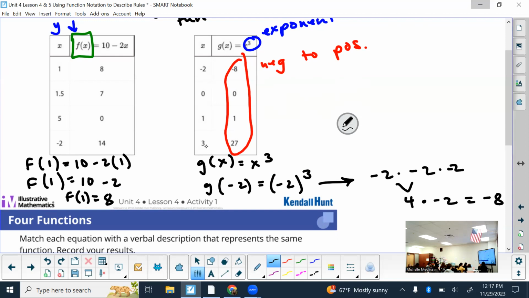And then the rest of them are a little easier since it's not negative. 0 cubed is 0. 1 cubed is 1. 3 cubed is 27, and so on. Okay, so good. We could tackle the wonders, but we have a jam-packed day today. So we'll go from there. Any questions at all on that warm-up? All right.